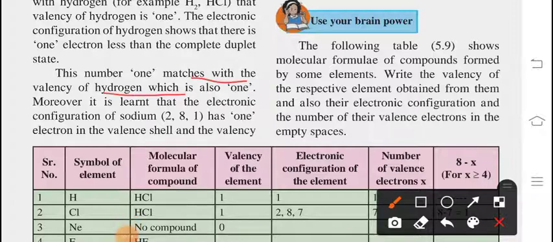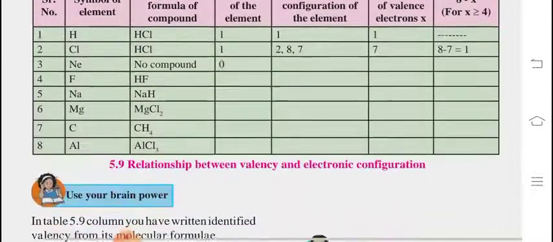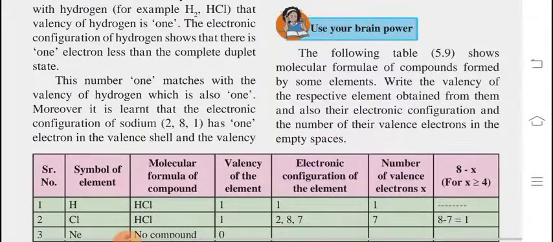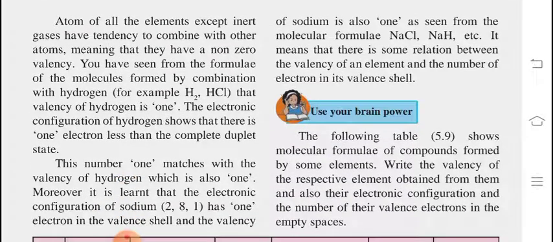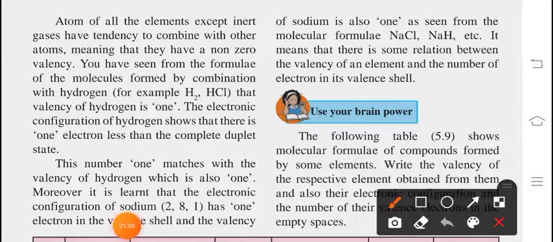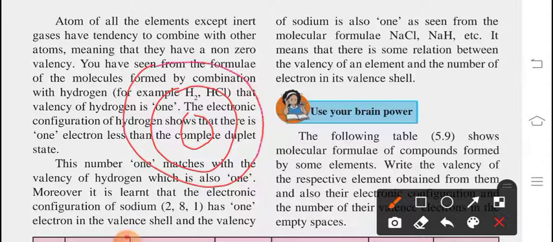Moreover, the electronic configuration of sodium, 2, 8, 1, has 1 electron in the valence shell. So the valency of sodium is also 1, because obviously this outermost orbit electron gets shared with another element. Let me clarify with sodium. Sodium has 11 electrons. In the first orbit there are 2, in the second orbit 8, and in the outermost orbit 1 electron.